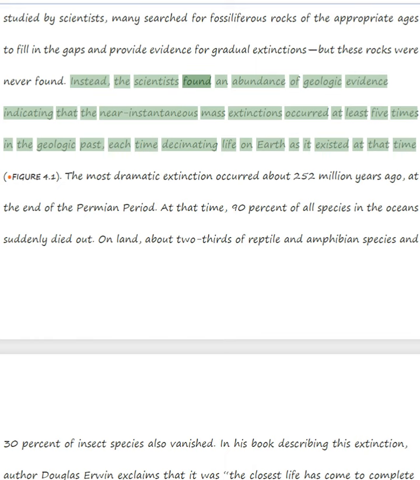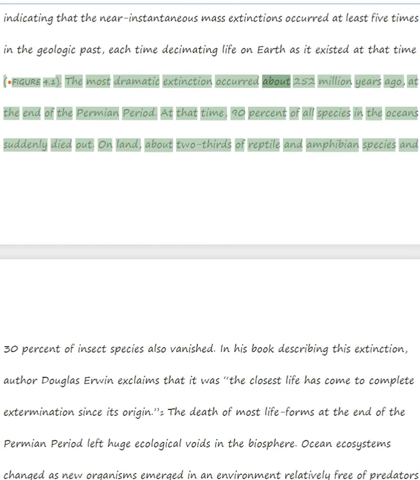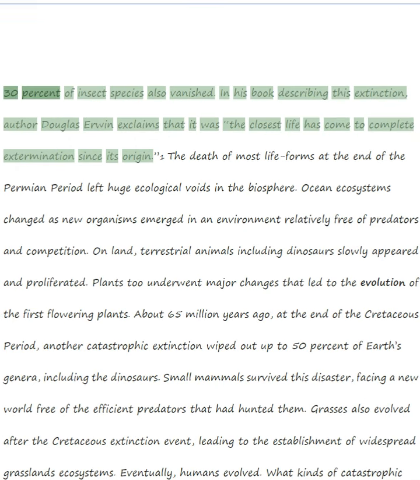Instead, the scientists found an abundance of geologic evidence indicating that near-instantaneous mass extinctions occurred at least 5 times in the geologic past, each time decimating life on Earth as it existed at that time. The most dramatic extinction occurred about 252 million years ago, at the end of the Permian period. At that time, 90% of all species in the oceans suddenly died out. On land, about 2/3 of reptile and amphibian species and 30% of insect species also vanished.